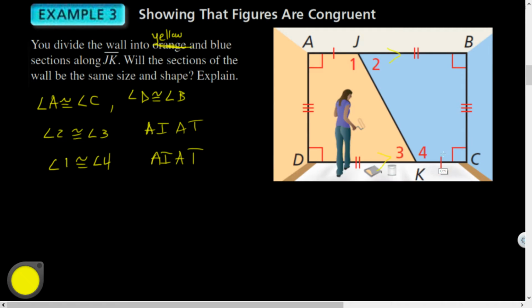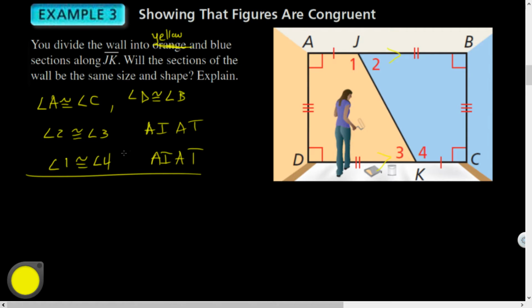Okay, all right. So let's see. Angle 1 congruent to angle 4. Now notice I've just correlated 4 pairs of congruent angles. These are 4-sided figures. I assume they only have 4 angles.